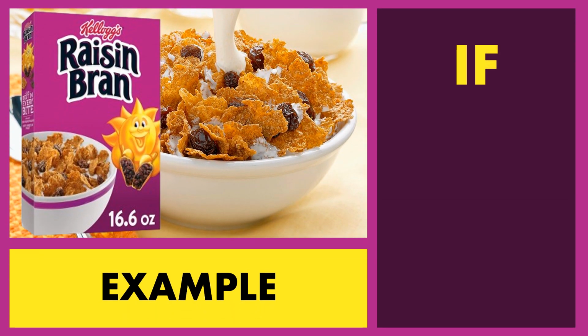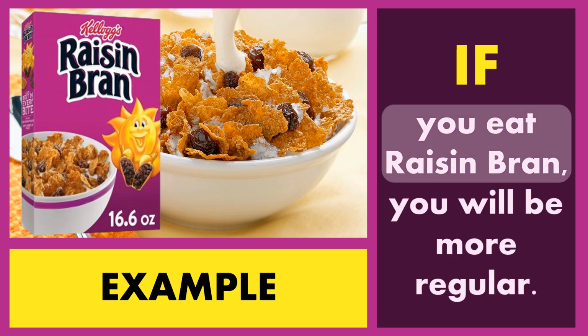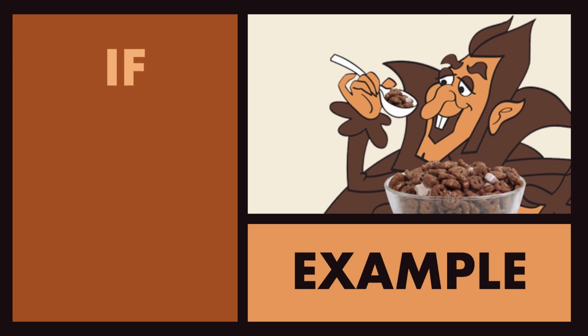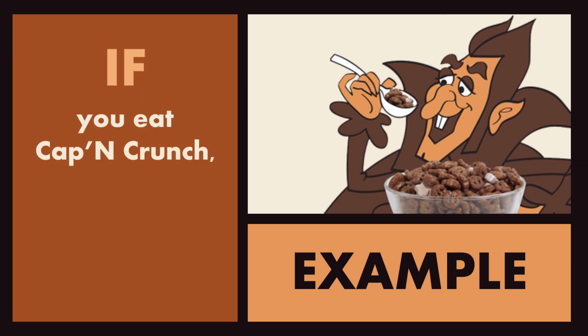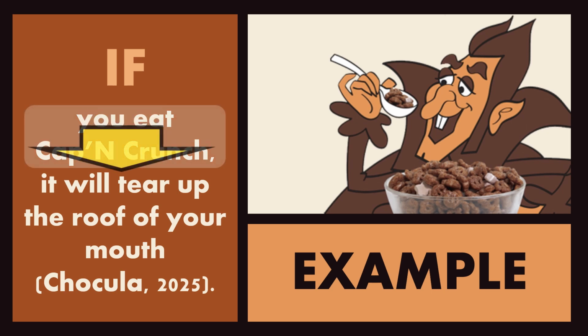Example, if you eat Raisin Bran, you will be more regular. So here we have the condition, which is you eating Raisin Bran, and the outcome of that condition is being more regular. Alternately, if you eat Captain Crunch, you will tear up the roof of your mouth. And that's from our friend Chocula 2025, who's giving us a warning. Again, we have a specific condition and that will lead to a specific outcome.